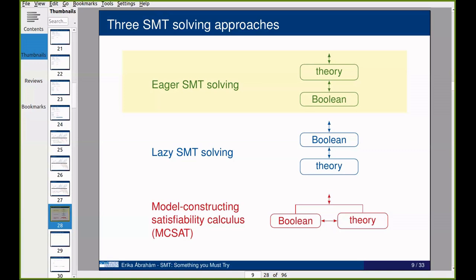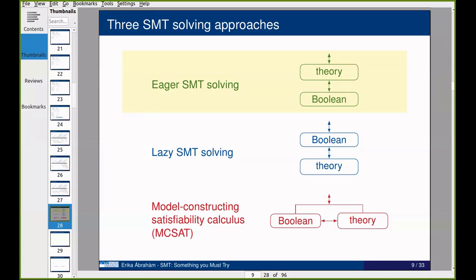Lazy SMT solving is just the opposite. Solve first the Boolean structure of the problem, and if you manage to do that, then check in the theory whether that is consistent. And the most recent development is MCSAT, Model Constructing Satisfiability Calculus, where the idea is to make the work democratic and let the two searches go hand in hand in a consistent manner.